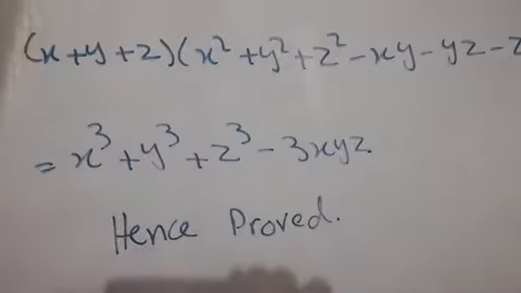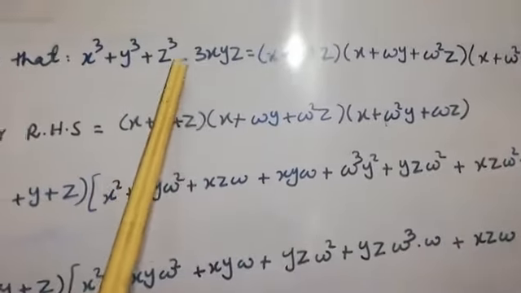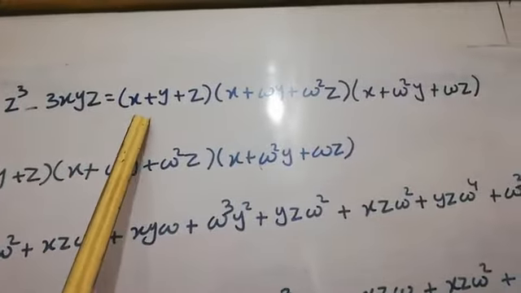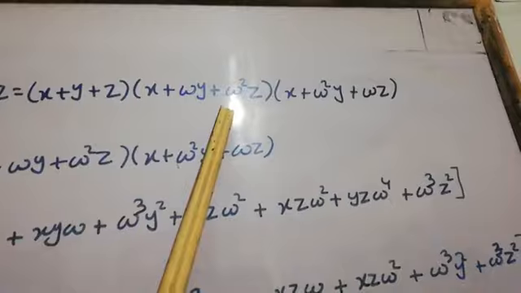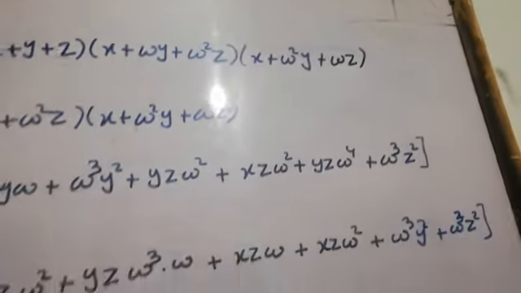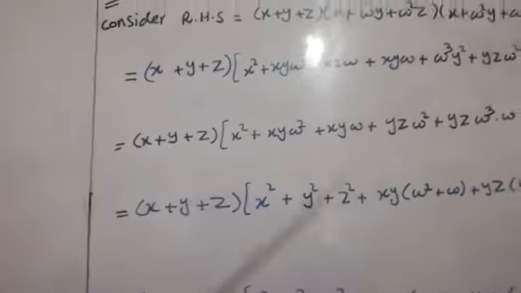So hence at the end we proved that x cube plus y cube plus z cube minus 3xyz equals x plus y plus z into x plus omega y plus omega square z into x plus omega square y plus omega z. My dear students, this is the end of exercise 2.2.